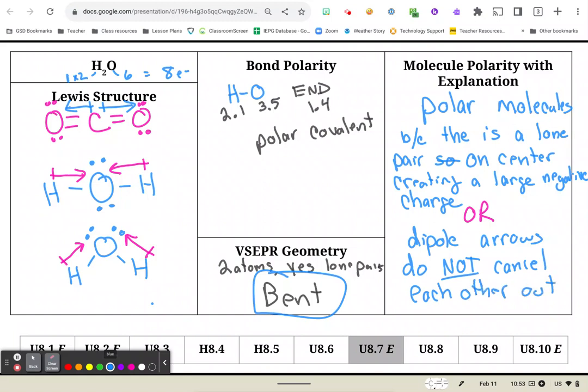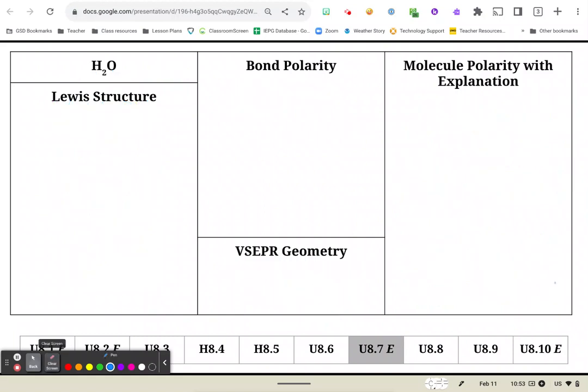All right, so either of those would work, but you definitely need to have one of them. All right, let's move on to the next example. CF4. So carbon in the middle, I have 4 fluorines. I just sped up that process by adding my lone pairs. So that is my Lewis structure.